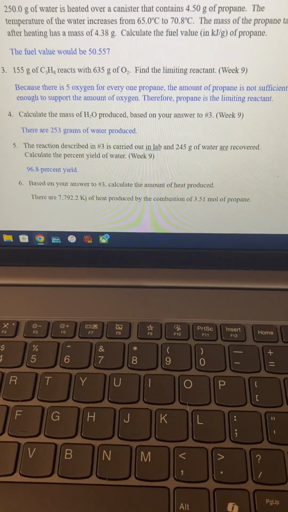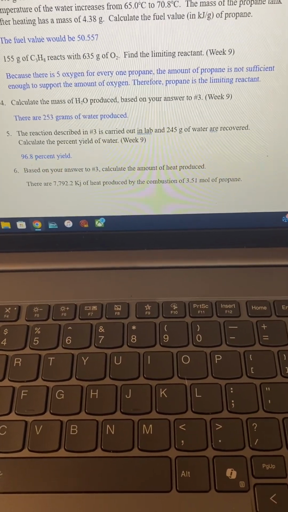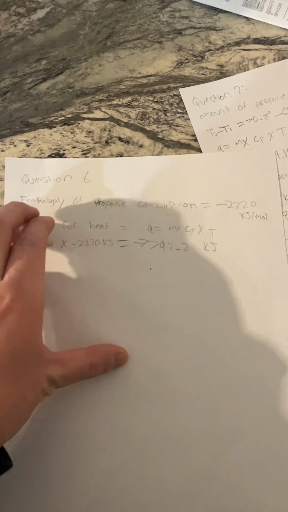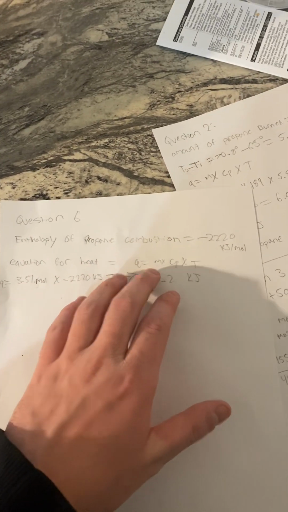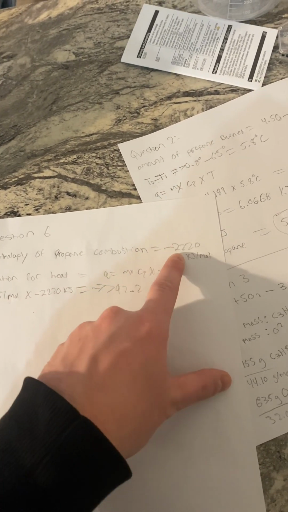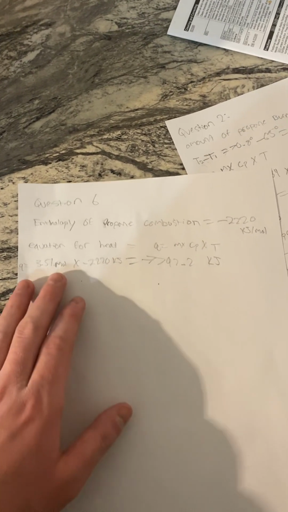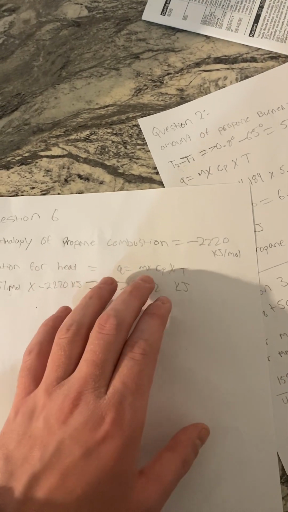Moving on to the last question, question 6. Based on your answer to number 3, calculate the amount of heat produced. Again, this one is very straightforward. We know that the enthalpy, I hope I said that right, was given for propane combustion. It was negative 2,220 kilojoules per mole. We know that the equation for heat is heat equals mass times specific heat times temperature.